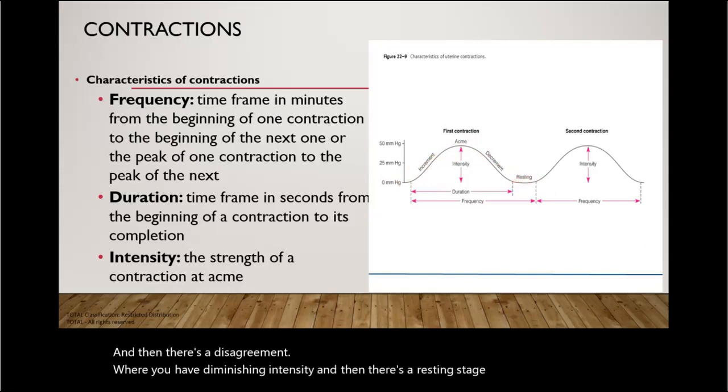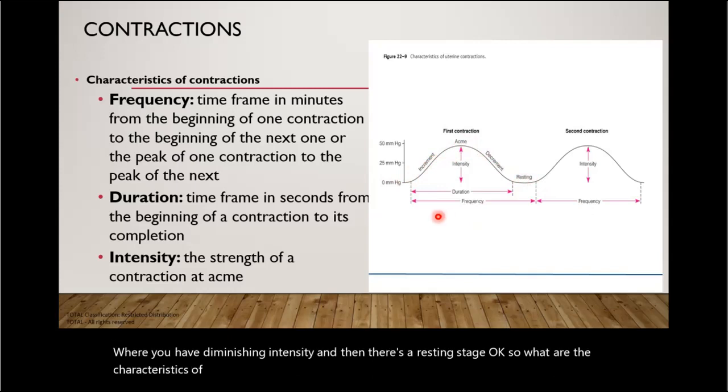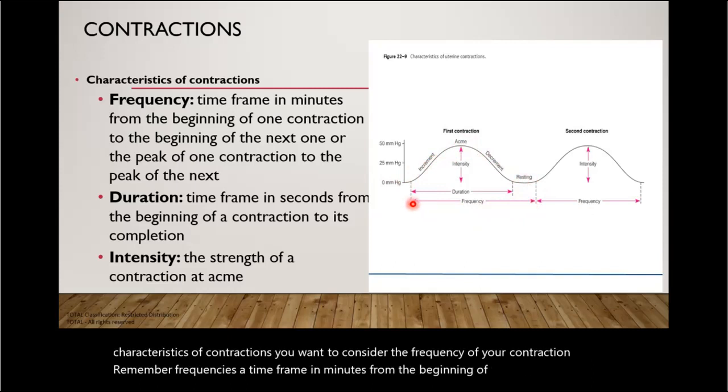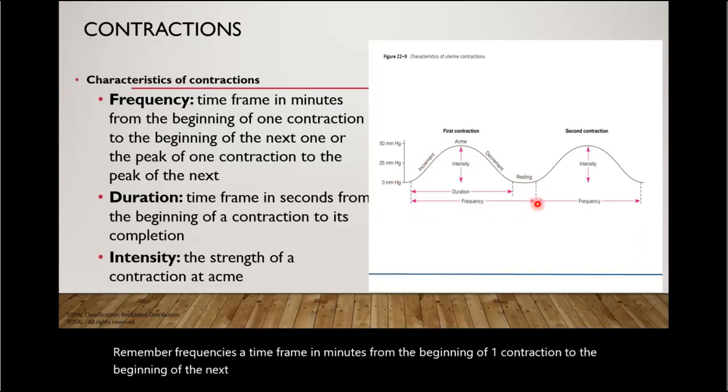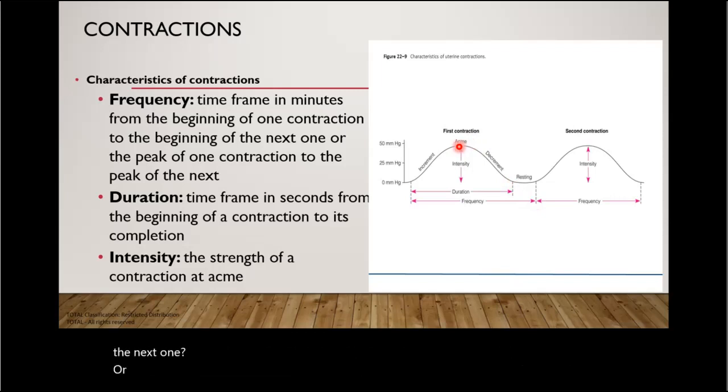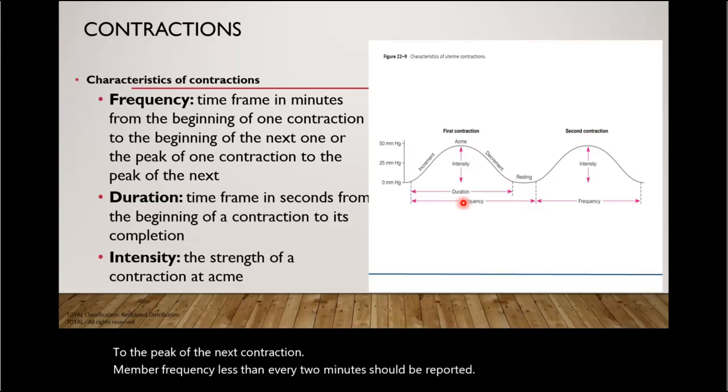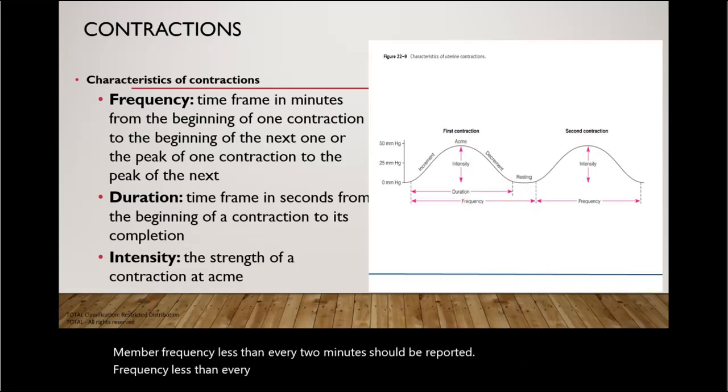Okay, so what are the characteristics of contractions? You want to consider the frequency of your contraction. Remember, frequency is a time frame in minutes from the beginning of one contraction to the beginning of the next one, or the peak of one contraction to the peak of the next contraction. Remember, frequency less than every 2 minutes should be reported.